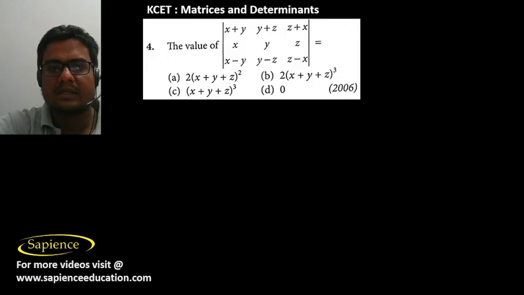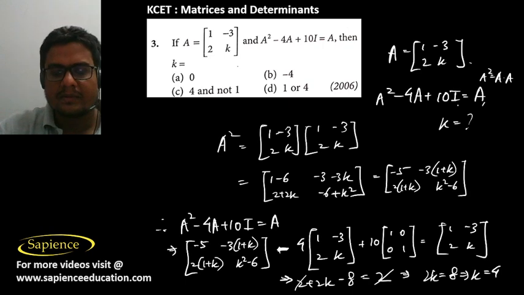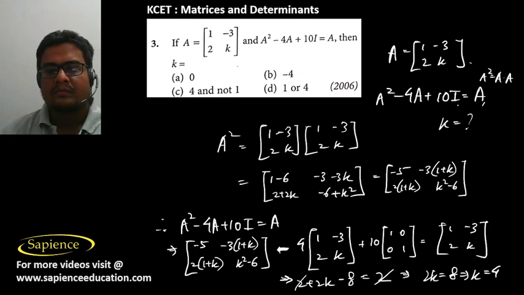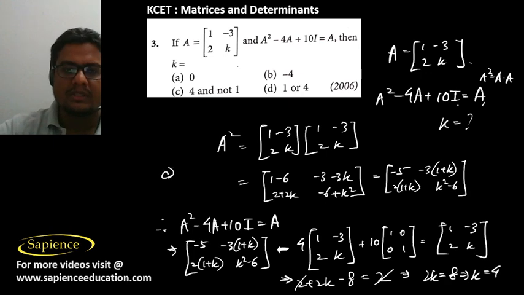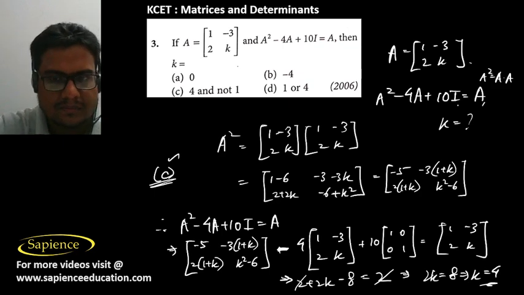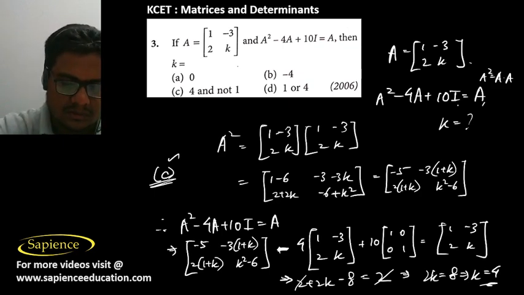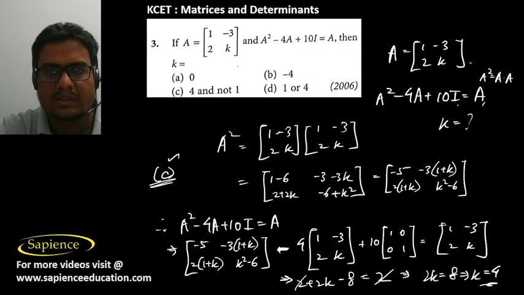But if I take k as minus 1, then this will become 0. So then we have 0 minus 8, then it can't be equal to 2. Okay, so it means that option C is the correct answer. It means k should be equal to 4 and not minus 1. Question 3, option C is the correct answer.